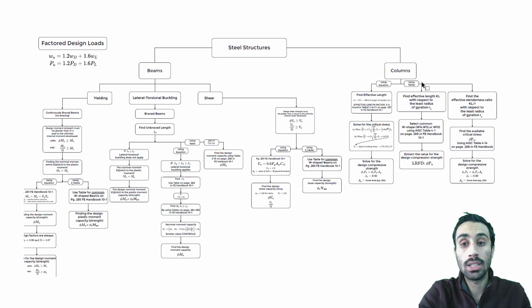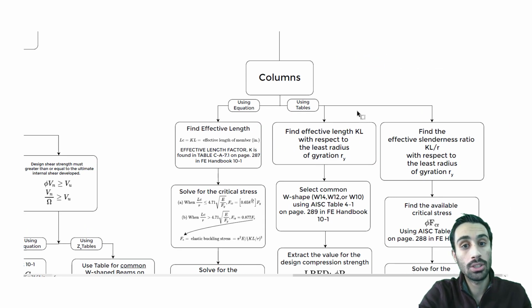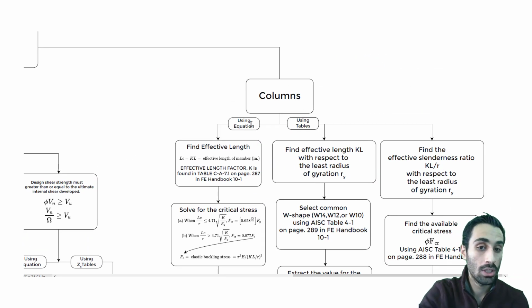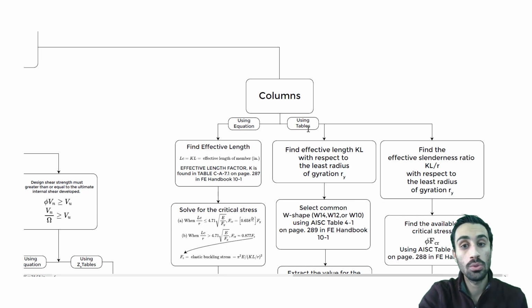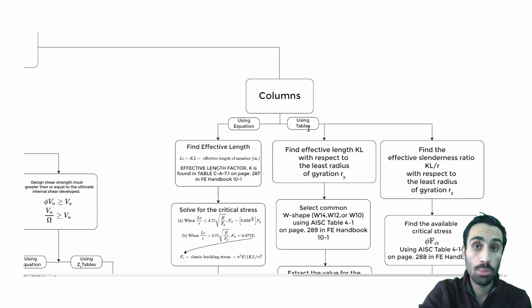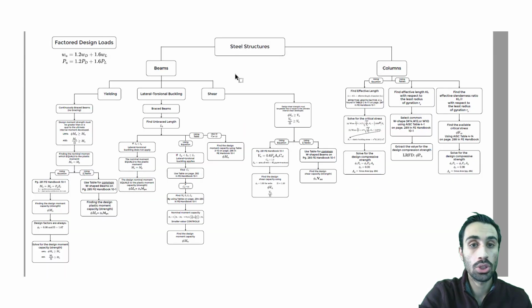And for columns, the same idea applies, right? You can use the equation in the FE handbook, or you can use the tables. Obviously, the tables are faster, so make sure you know how to do that for the steel structures.